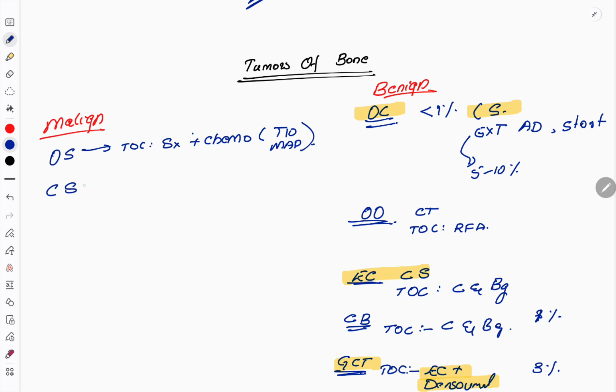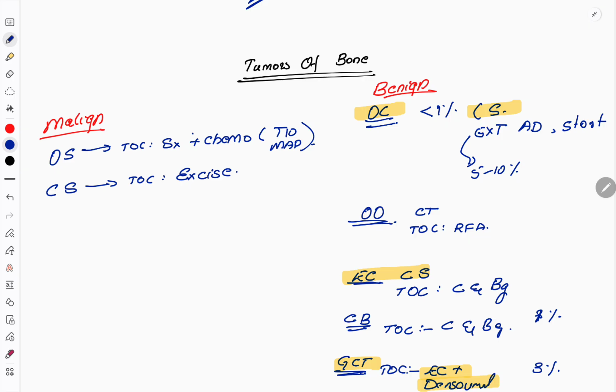Next is chondrosarcoma. Chondrosarcoma is mostly seen in 40 to 60 years. It mostly affects the pelvis. So the pelvis will have a radiolucent mass and popcorn calcification. Here the treatment of choice is excision alone. Just excise it. So chondrosarcoma is seen in 40 to 60 years.